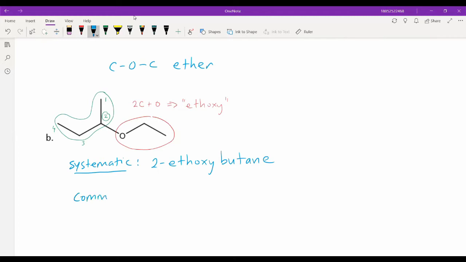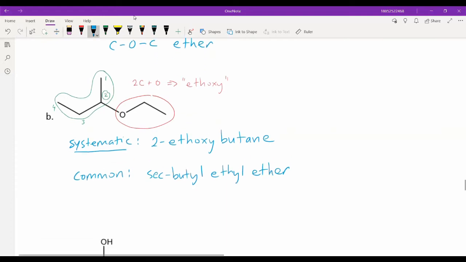Common name sometimes is just easier. In this way, it's always going to be blank blank ether. There's like the example in the little chart. So we just name the 2 groups that are attached to the oxygen. So in this case, we have an ethyl, and we have a 4-carbon group, which is actually a sec-butyl. So it's going to be sec-butyl ethyl ether.